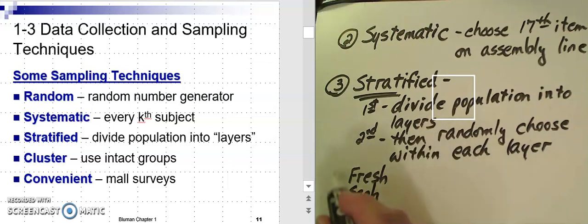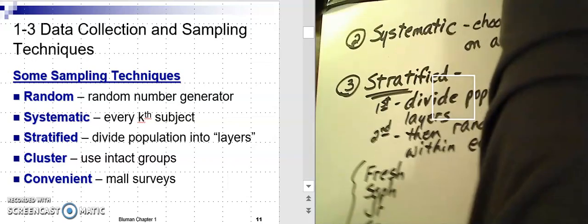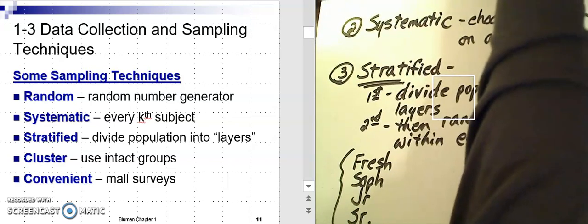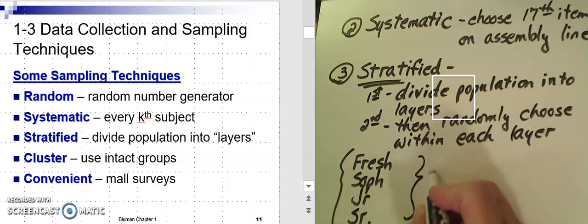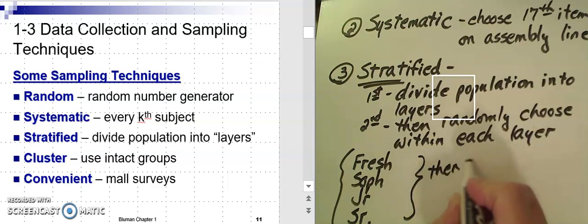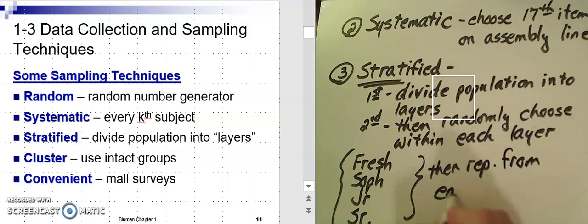That's the first part of this, when we divided it up into those groups. And then after we got it divided into layers, we chose the same number of individuals from each layer. Okay, so representatives were chosen from each layer, perhaps from each group. And that's called a stratified sample.